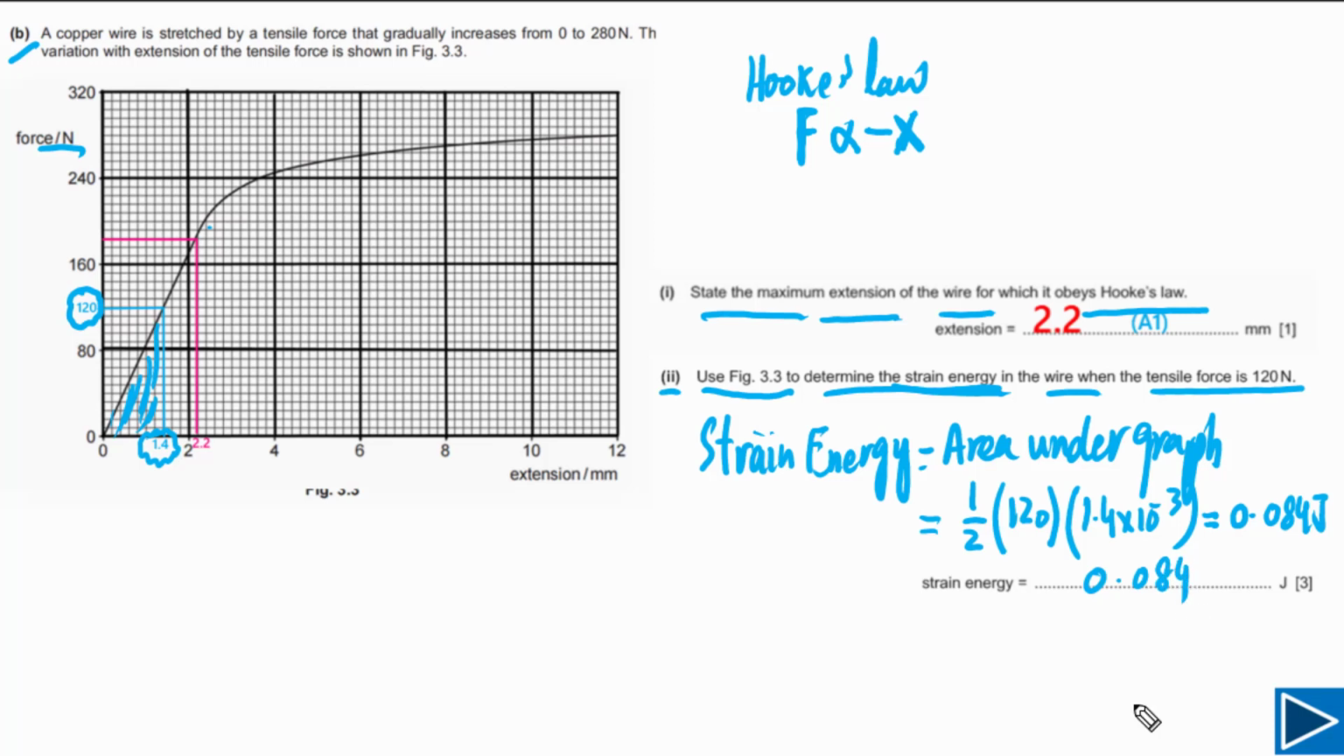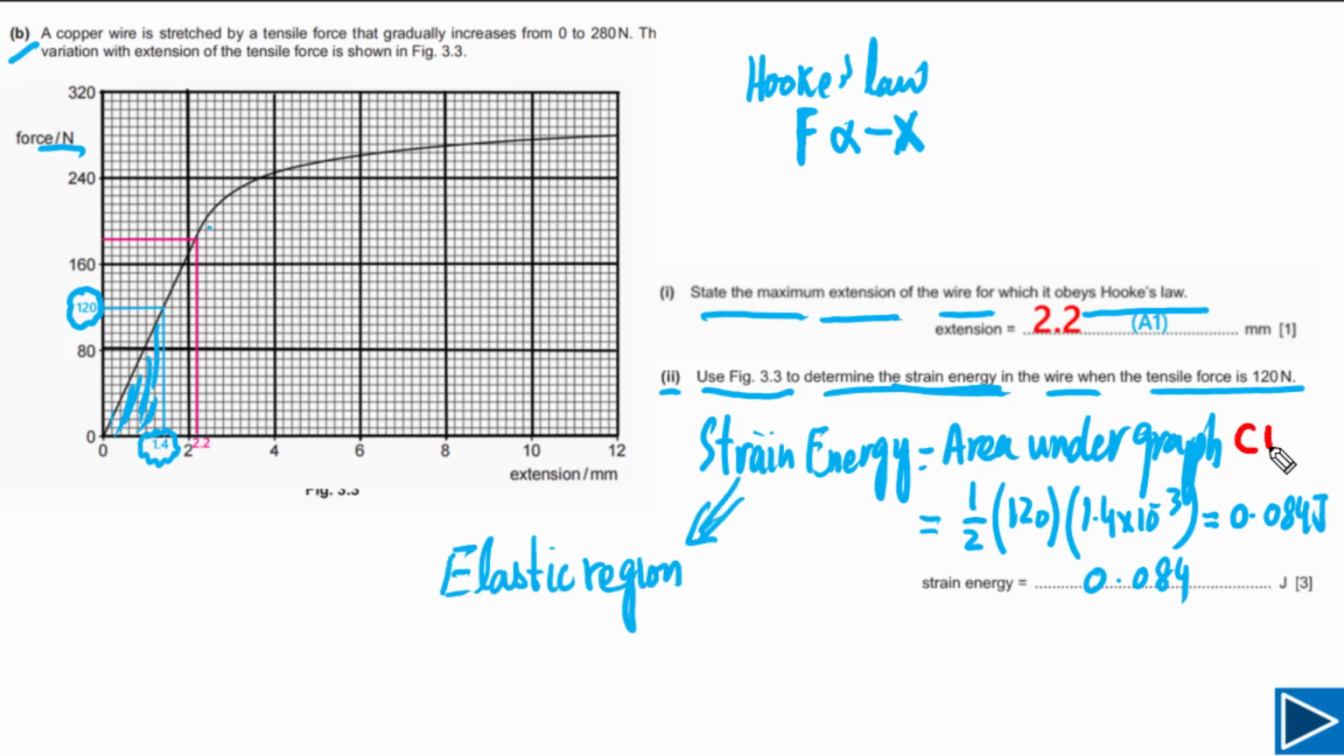So our final answer for this one is 0.084 joules. Now you need to understand that strain energy is the energy stored in the wire while the wire is in the elastic region. But when it is in the plastic region, then the area under the graph is not equal to strain energy. This question has 3 marks.